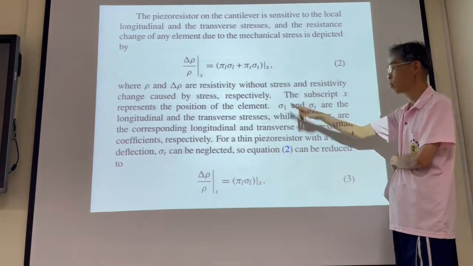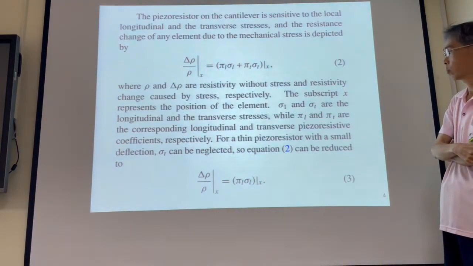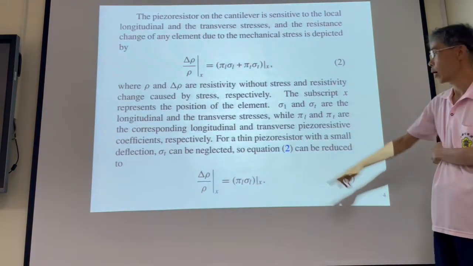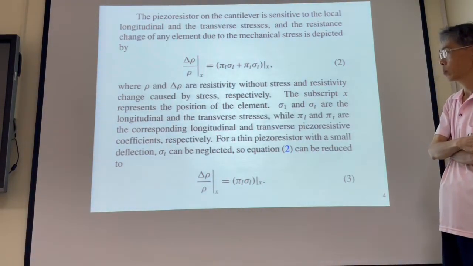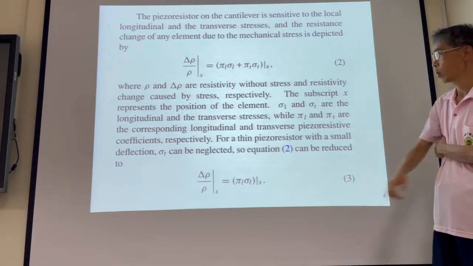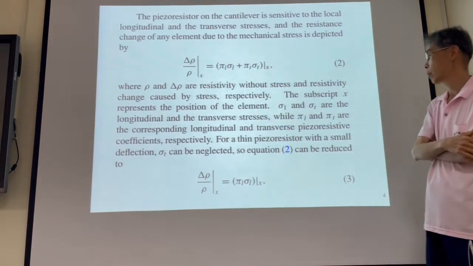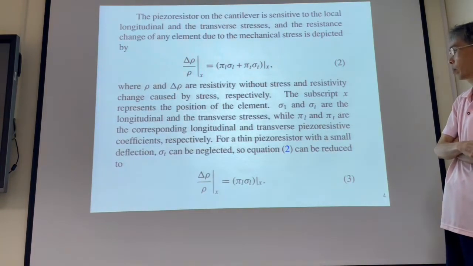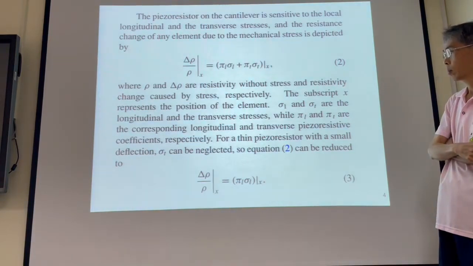Okay, continue. The subscript X presents the position of the element. Sigma L and sigma T are the longitudinal and transverse stress, while pi L and pi T are the corresponding longitudinal and transverse piezoresistive coefficients, respectively.